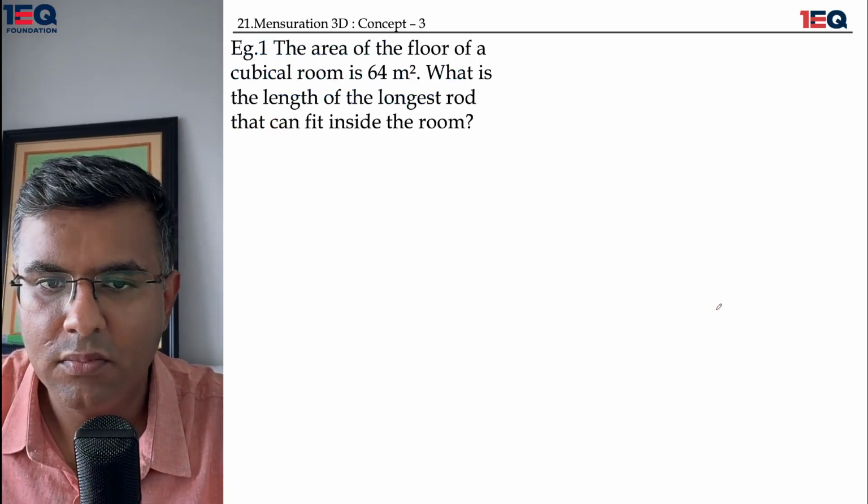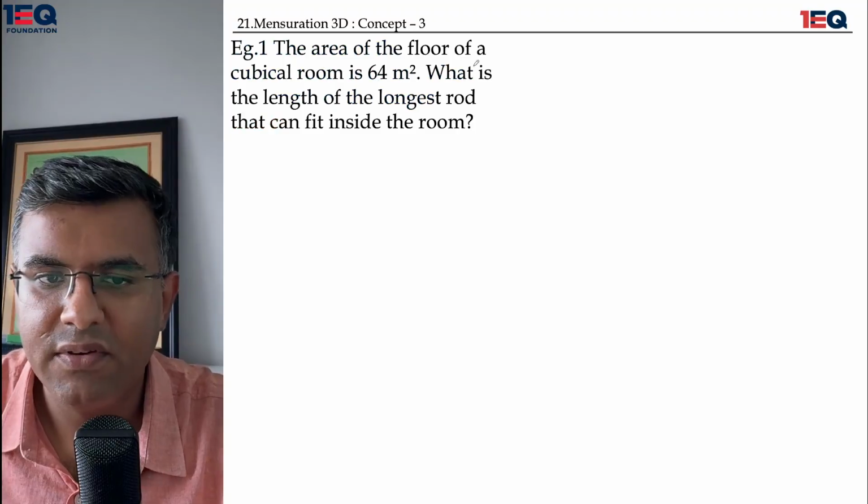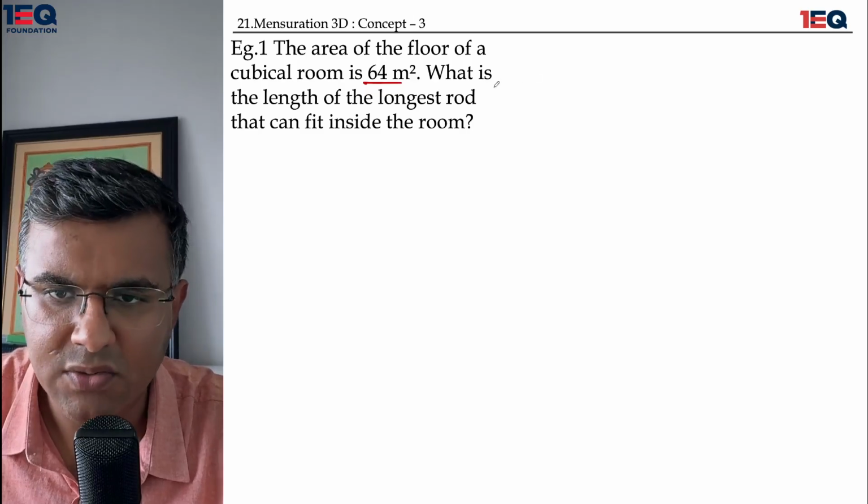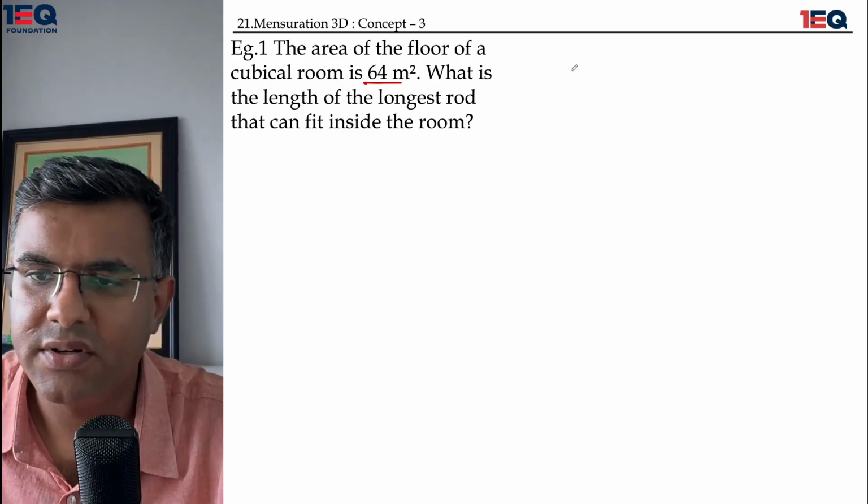Okay. Moving on. The area of the floor of a cuboidal room is 64 meters square. What is the length of the longest rod?